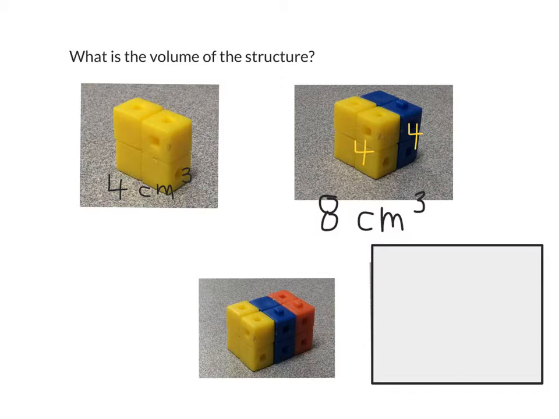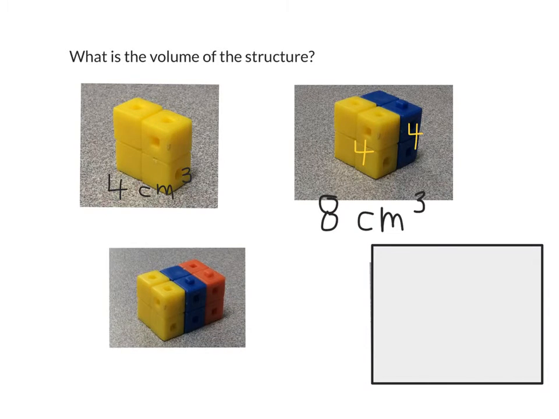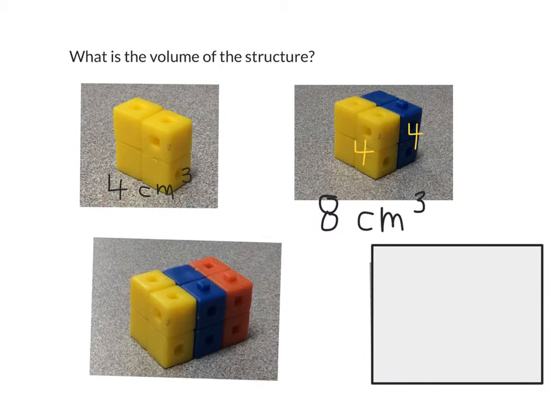Okay, let's use that same repeated reasoning to look at this one now. How many layers do you see here? 3 layers, right? There's a yellow layer, there's a blue layer, and there's an orange layer. How many blocks are in the yellow layer? 4. In the blue layer? 4. In the orange layer? 4. So how many blocks are there all together? 12. So what is the volume then of this structure? 12 cubic centimeters. Good.